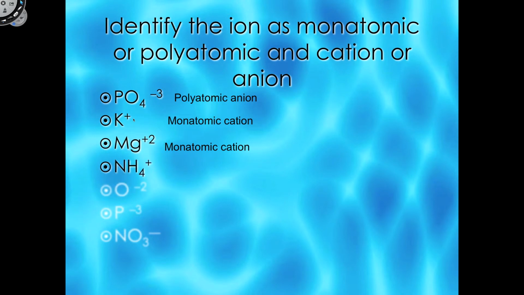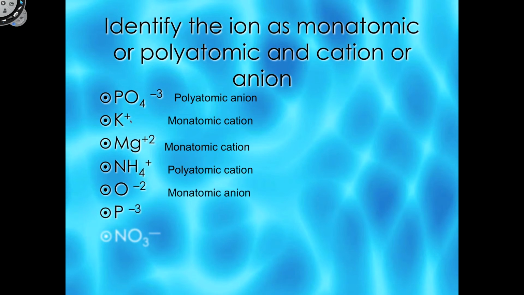Ammonium, NH4 with a plus charge. We notice it has two elements here, so that makes it polyatomic. And it's got a plus charge, so that makes it a polyatomic cation. Oxygen, by itself, makes it monatomic, and it has a -2 charge. We know that it's negatively charged. That means it's an anion, so it's a monatomic anion. Phosphorus, by itself, so it's monatomic, -3 charge, so it's negatively charged. So that makes it a monatomic anion.